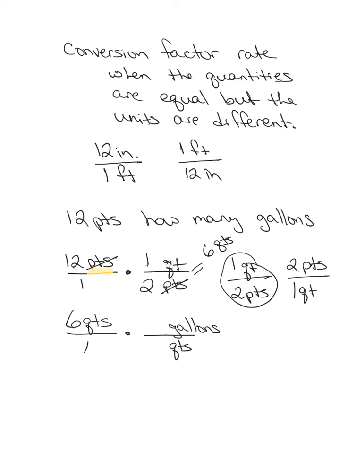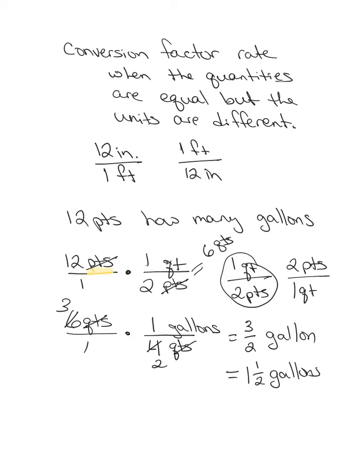Well, what's the conversion factor? How many quarts are in a gallon? Well, in 1 gallon, there happens to be 4 quarts. Okay, so our quarts cancel out. We can cross cancel our numbers. And we get 3 halves of a gallon. This is also the same as 1.5 gallons. So we have found that 12 pints is the same as 1.5 gallons, and we've been using conversion factors to do this.